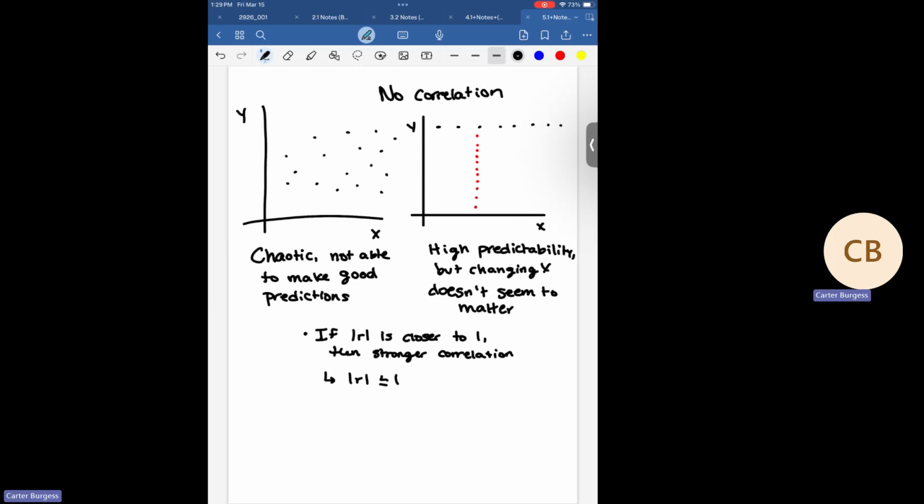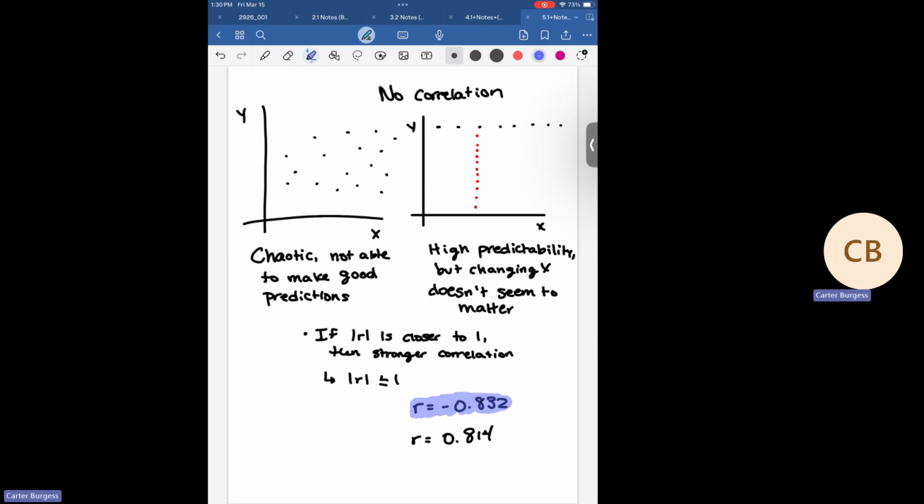All right, very, very good. So if I were comparing, let's say, an R value of -0.832 with, let's say, an R value of 0.814, which of these represents a stronger correlation? It's this first one, -0.832, because its absolute value is 0.832, which is closer to 1.